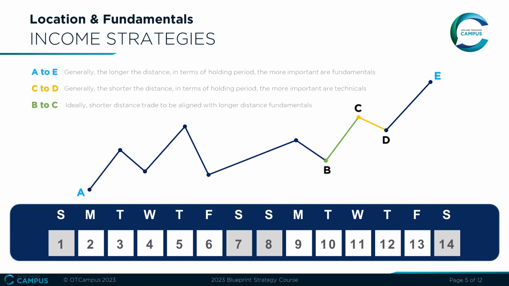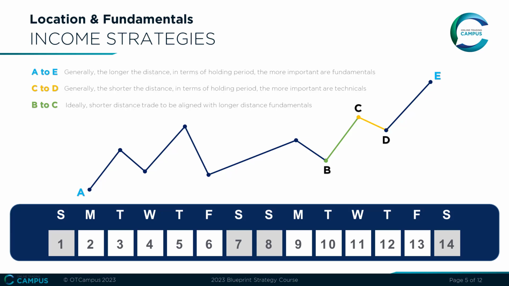If we look at C to D, for example, which would then just be maybe a holding day of 1 day or maybe even less than that. So a daily income trade potentially. Here, this is a very short distance in terms of the holding period. And so therefore, the less important are fundamentals, or the more important become technicals, supply and demand. So depending on what we're going to do, we're going to have to put maybe a little bit more weight into fundamentals, maybe a little bit more weight into technicals, supply and demand.